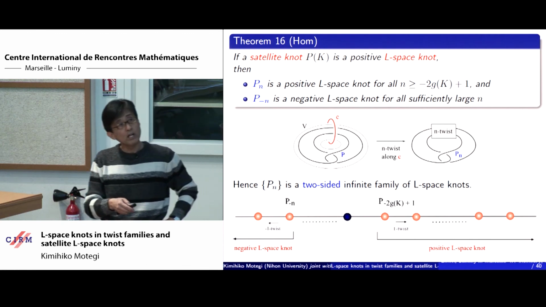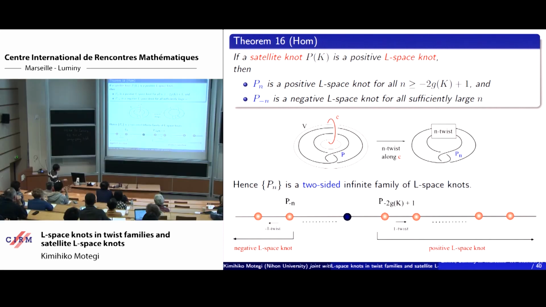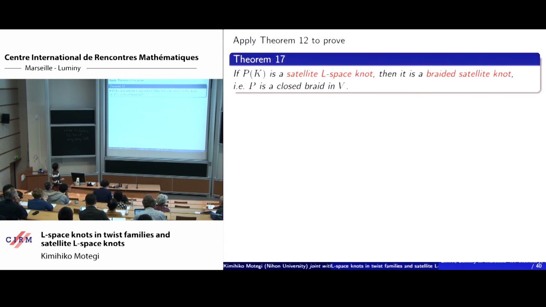Here is a twist, infinitely many L space knots on this side, and also infinitely many L space knots on this side. So this is a two-sided infinite family of L space knots. We apply our previous results to prove that if the satellite knot P of K is an L space knot, then it is a braided satellite knot. Namely, P is a closed braid in V. So this answers a conjecture of Baker, Moore, and Hom in the positive.